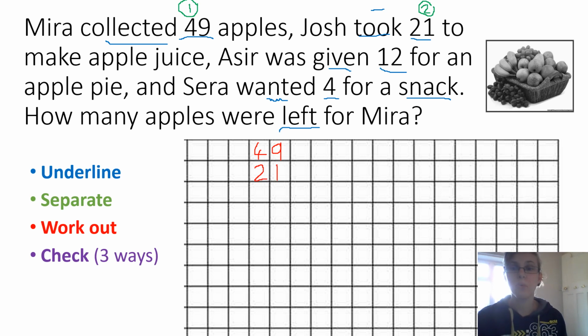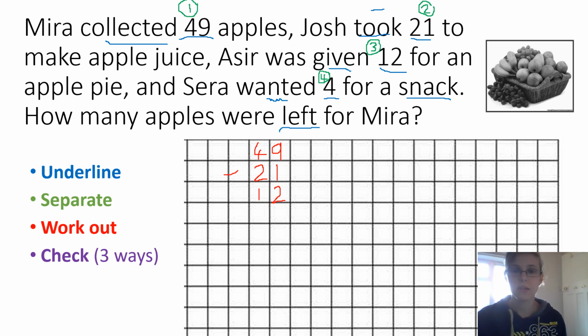Asir was given 12 for an apple pie. That's part number 3. He's taken away another 12. So I need to make sure I've written down that all of these are being taken away. We're not changing the equation yet. It's all taking away. And Sarah took 4 for a snack. Cheeky, cheeky Sarah. She's taken 4 away for a snack.